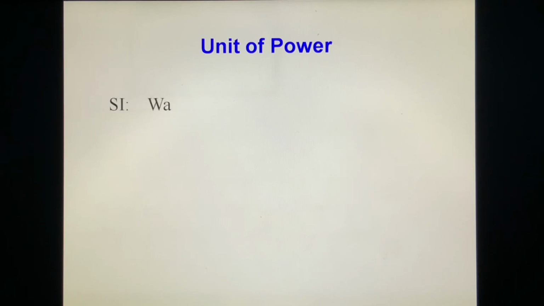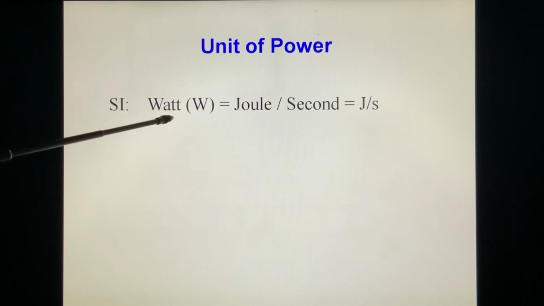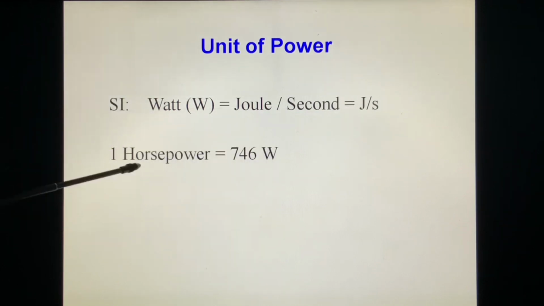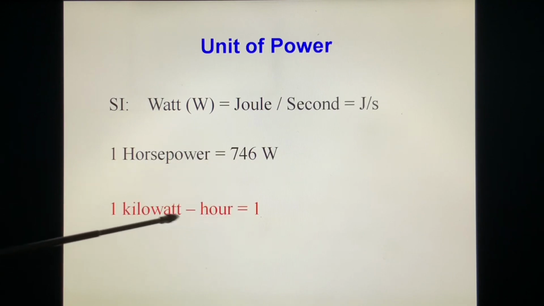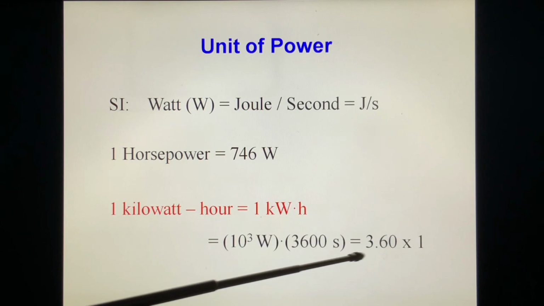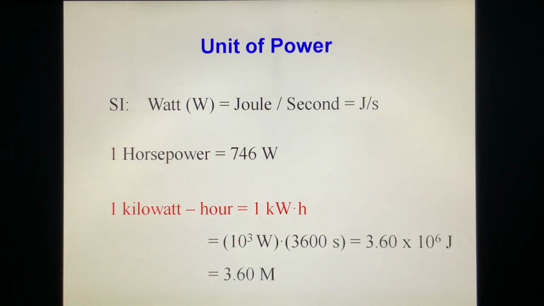Unit of power. In the SI system, watt equals joule per second. Another unit is called horsepower, equal to 746 watts. Another unit of energy is the kilowatt hour. This is what electricity is billed in. One kilowatt hour equals 3.60 times 10 to the 6 joule, 3.60 megajoule.